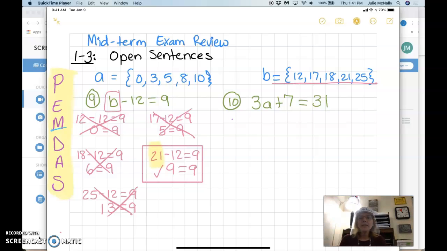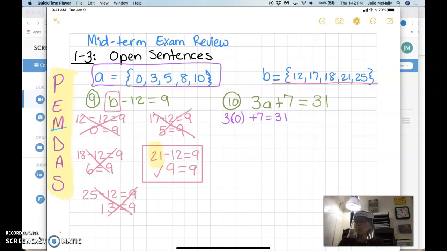Okay, the last one in this section, and this is the last one for today because we're running out of class time. It says 3a plus 7 equals 31. And the directions told me A has this solution set of values. So I'm going to plug each of these numbers in this time for A and solve. This equation has an extra step because it has 3 times A, but that's okay. We could still do it.